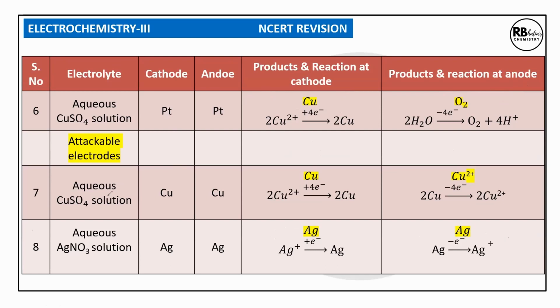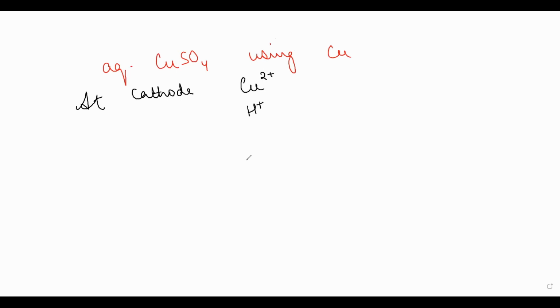Now we're talking about attackable electrodes. That means if we have aqueous copper sulfate using copper electrodes. So what are we going to observe at cathode? At cathode, we're going to have copper ions. We'll have H plus ions, right? So out of these two, it is copper ion which is going to get preferentially reduced. Why? Because the standard reduction potential of copper is higher. So copper gets reduced at cathode.